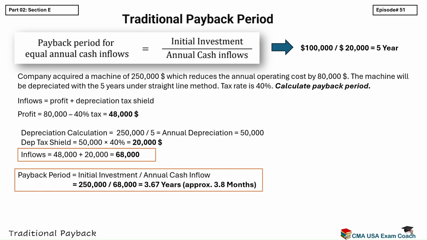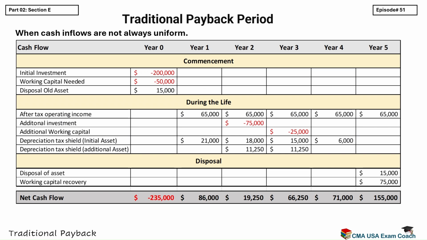So far, all the examples we discussed assumed that the project generates equal annual cash inflows. In such cases, we can directly use the payback period formula. But in real life, cash inflows are not always uniform. For example, in our previous episode, we worked on the ABC Company case. Let us recall the figures there.